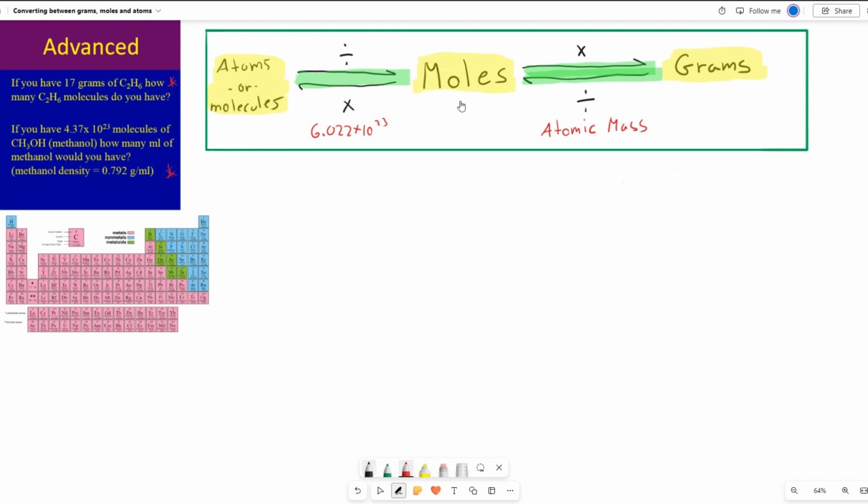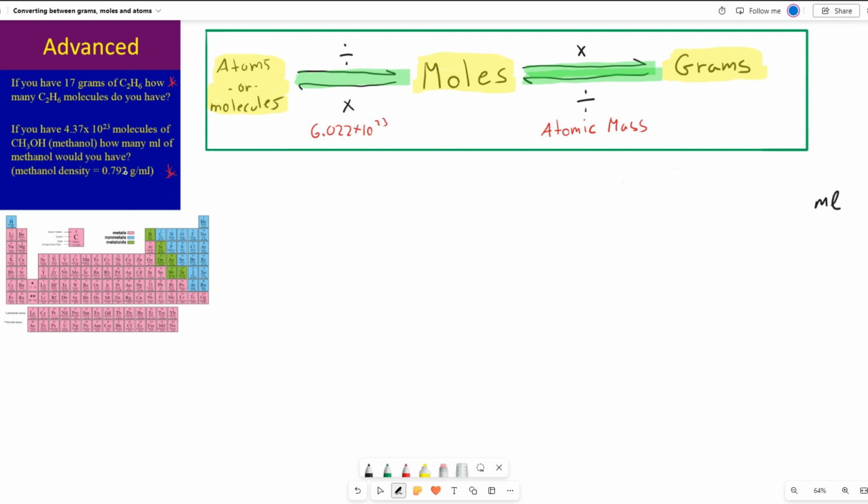So let's read the problem first. It says, if you have 4.37 times 10 to the 23 molecules, okay, so we're starting with molecules, of methanol, CH3OH. How many milliliters of methanol would you have? And then I give you the density. Well, we can go from molecules to moles, and then we can go from moles to grams, and then we can use the density to convert from grams to milliliters, and it's asking us for milliliters. So quite a few steps, but we can figure them all out here.